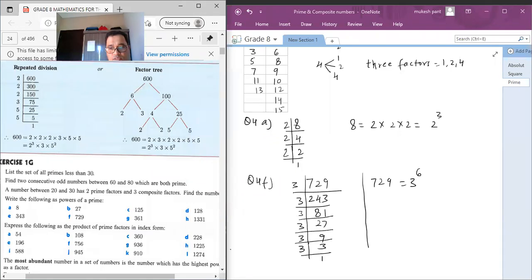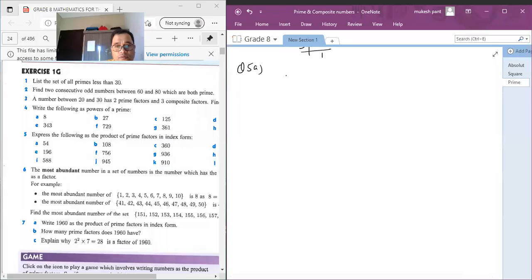Similarly, you just try this. I'll give you parts E and H. E is 343 and H is 1331. Try these two parts. After this one, we have 54. So we will use the repeated division method. If you like the tree method, you can use it, but I think this division method is good and simple.